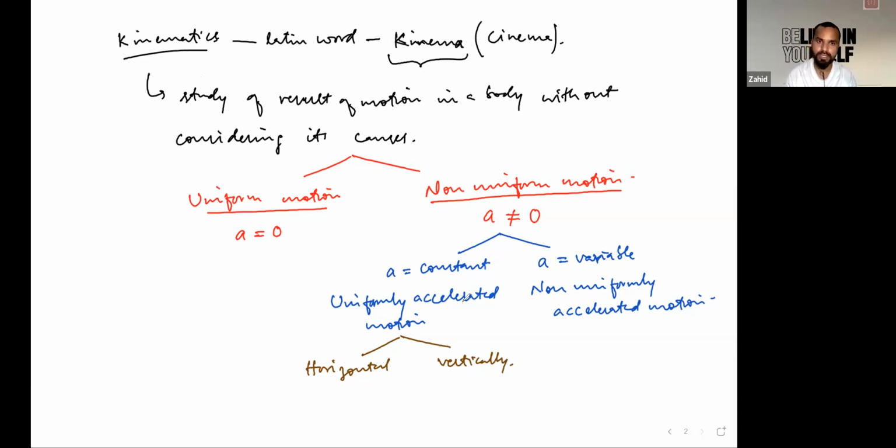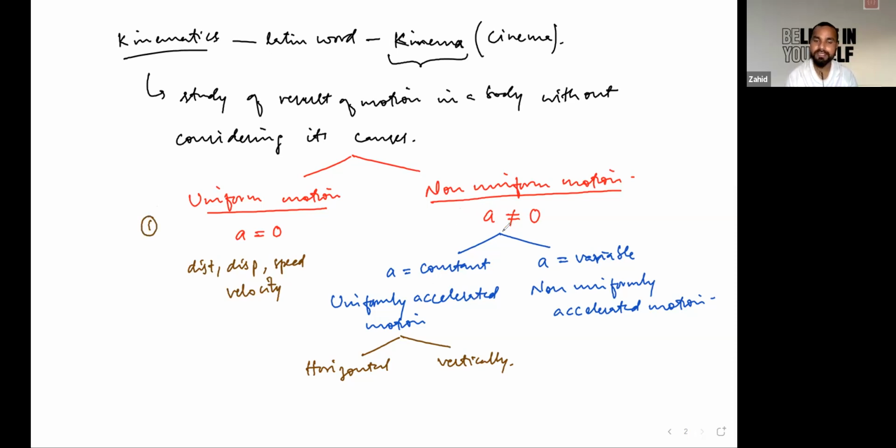So we mainly divide this kinematics into two parts, depending upon whether acceleration is zero or acceleration is not zero. If acceleration is zero, it is called uniform motion. So in this part we mainly define distance, displacement, speed, average speed, and velocity. So let's say this is your first section.